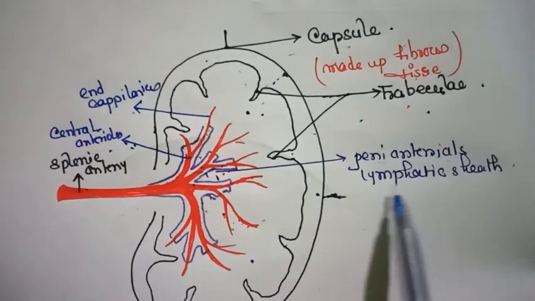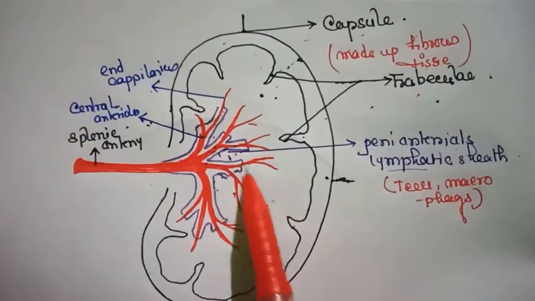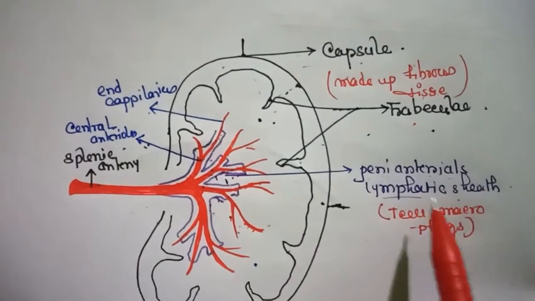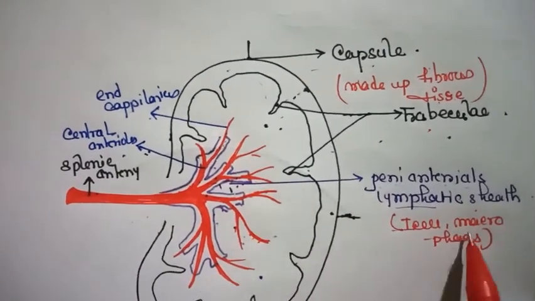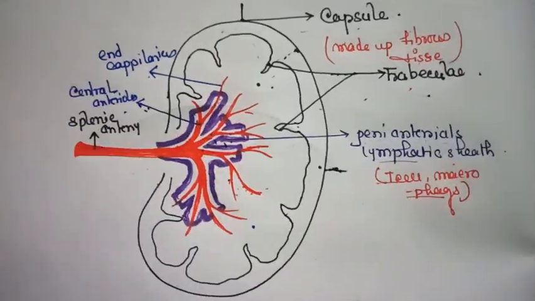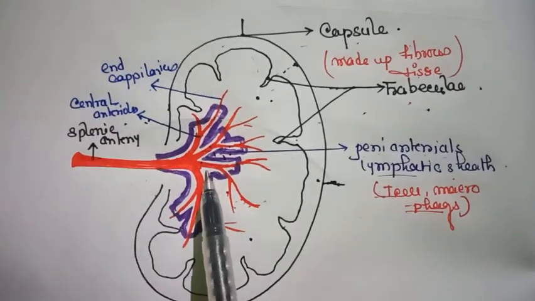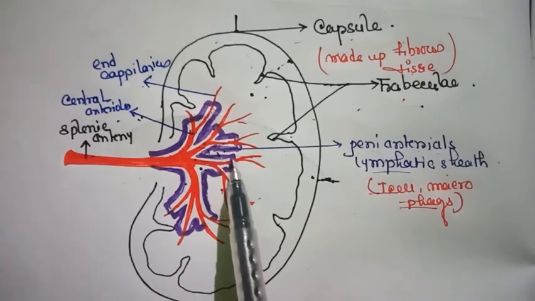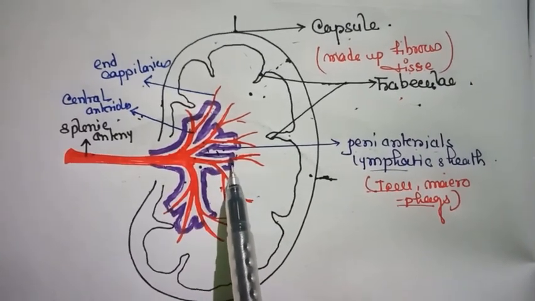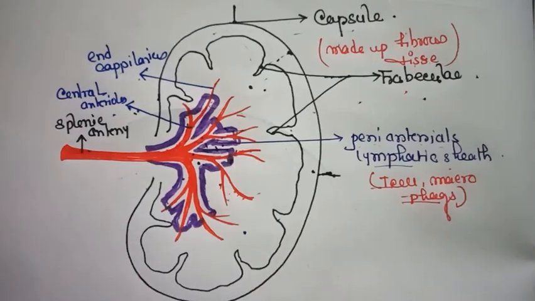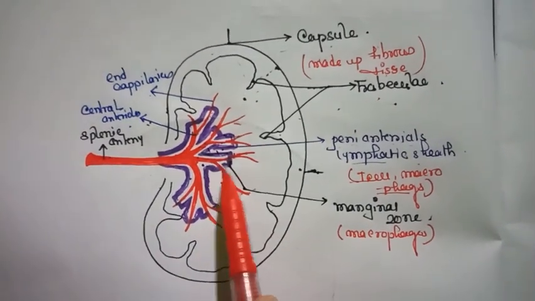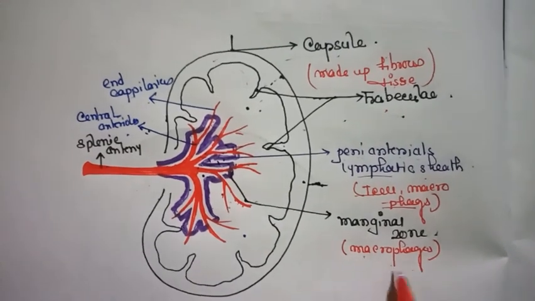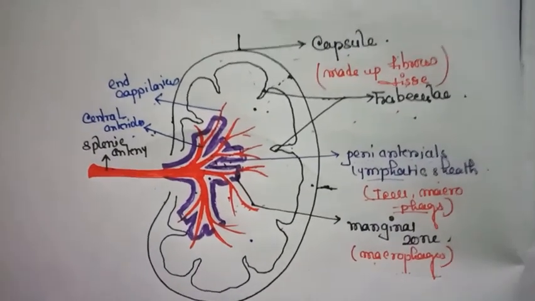These are the periarterial lymphatic sheath. This lymphatic tissue contains the immune cells, mainly the T cells and the macrophages. By the side of the periarterial lymphatic sheath, there is another lymphoid tissue called the marginal zone. These are the marginal zone. It is made up predominantly of macrophages.